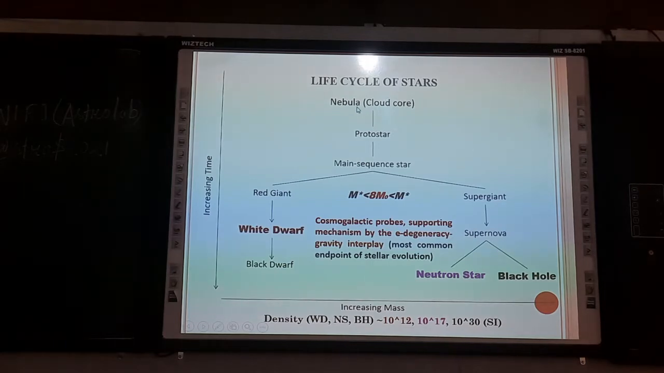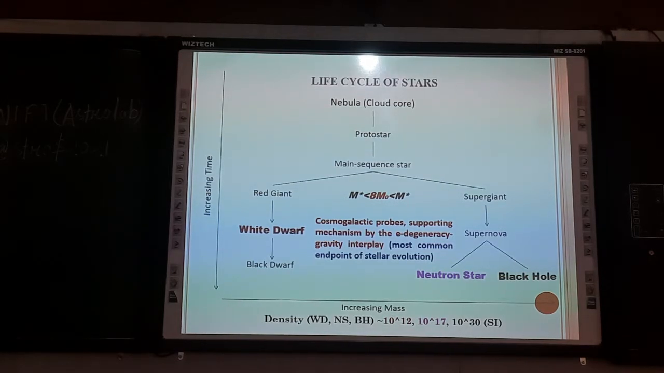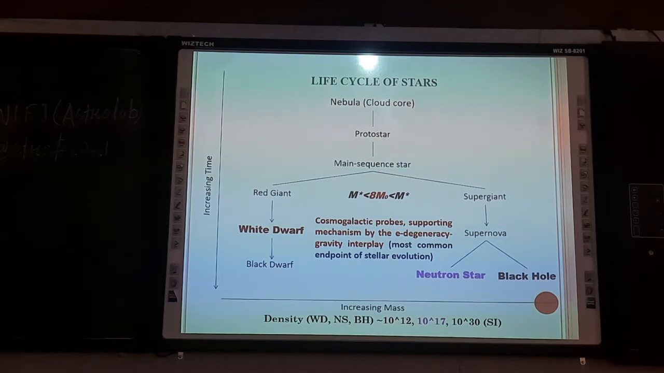Here is again one phase diagram, as per the HR diagram. We are increasing mass and increasing time. As per that, you can see that if the mass scaling is between these, then you get a white dwarf. So the white dwarf density space is here. Here you see how the density space is portrayed for this particular configuration.